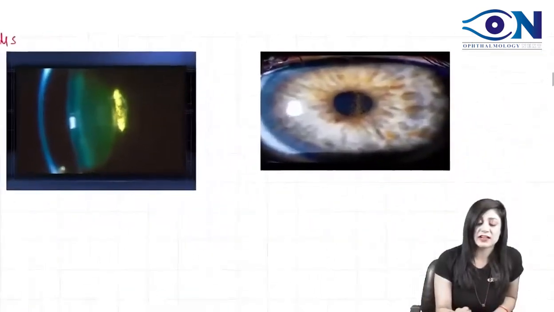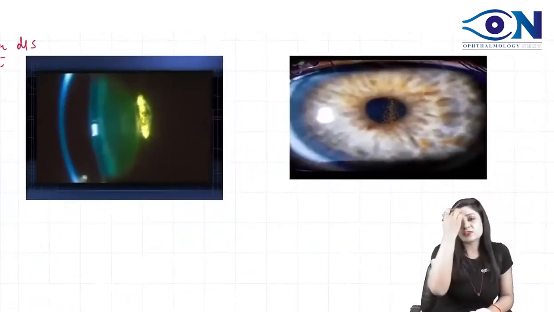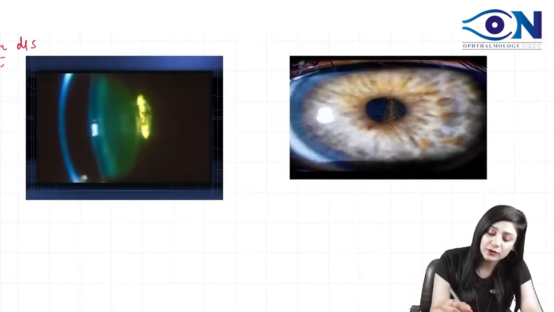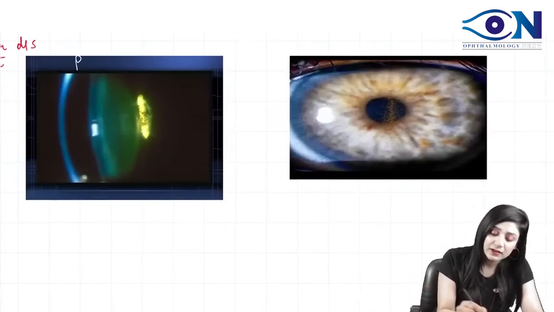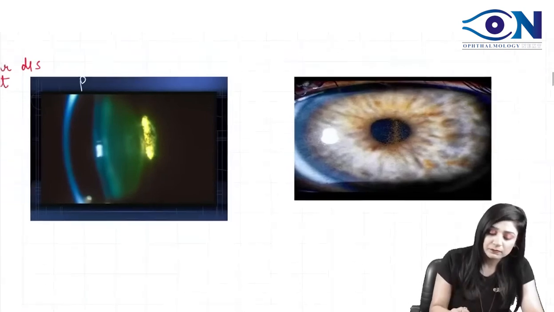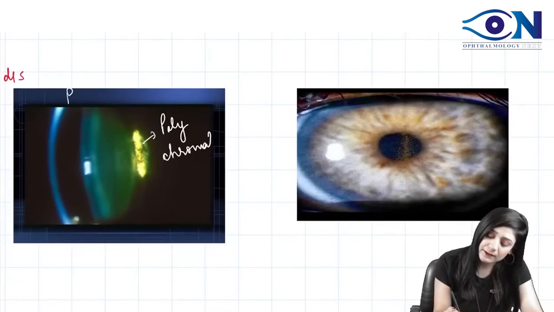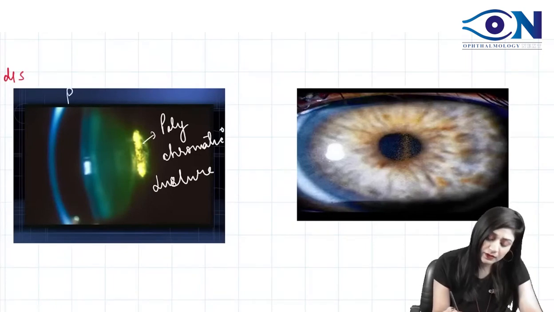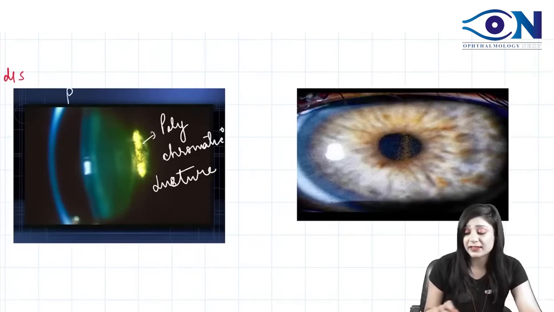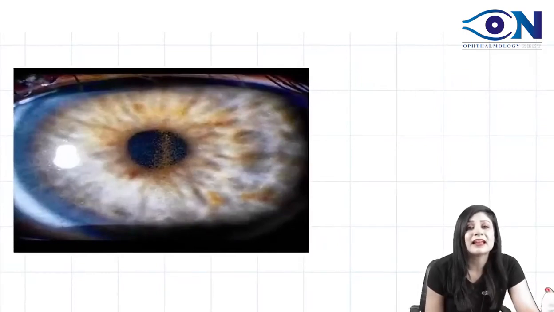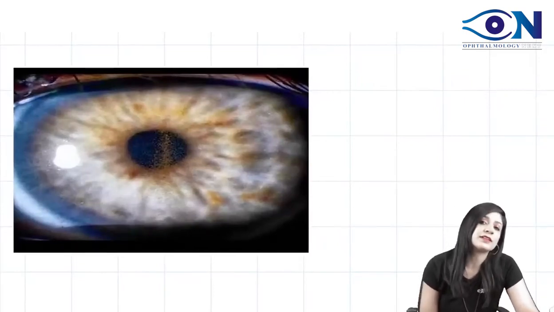See, these are the things. One is the polychromatic luster. This is the polychromatic luster that you can get here. And what is this, guys? Breadcrumb appearance is the granular consistency that you are getting on the slit lamp.